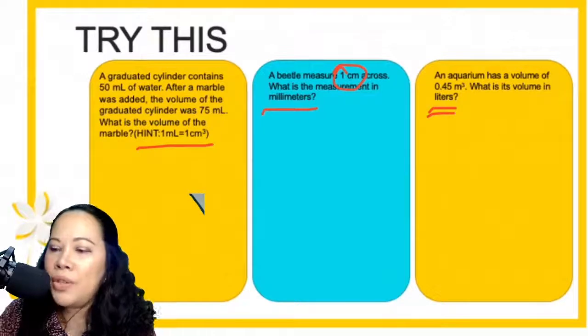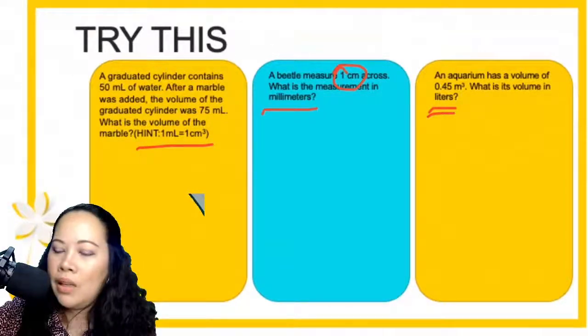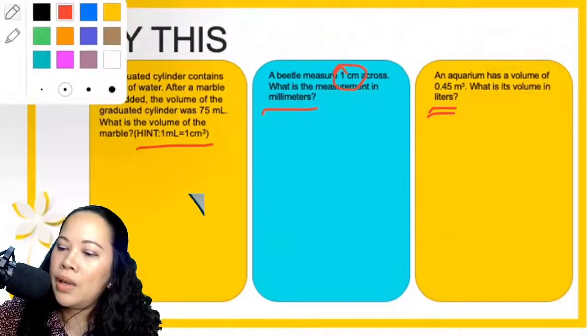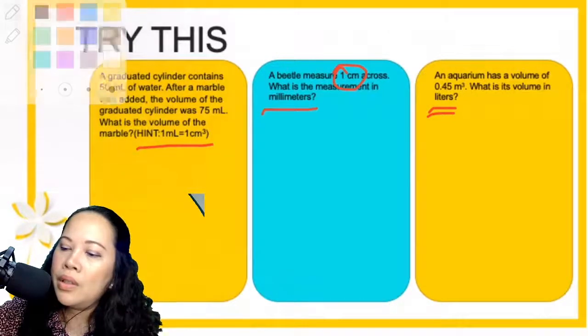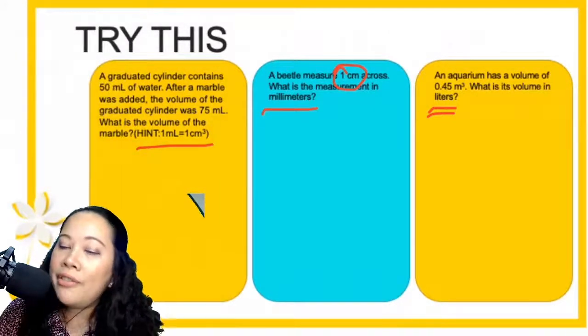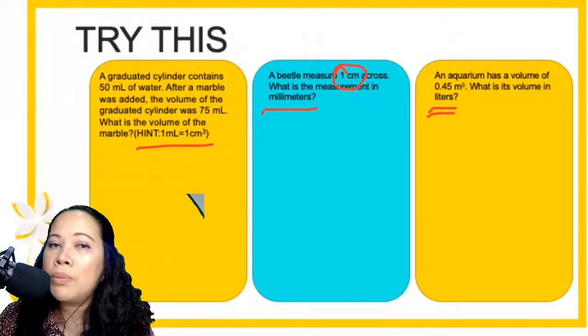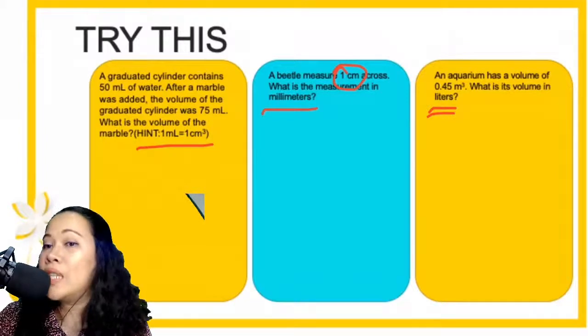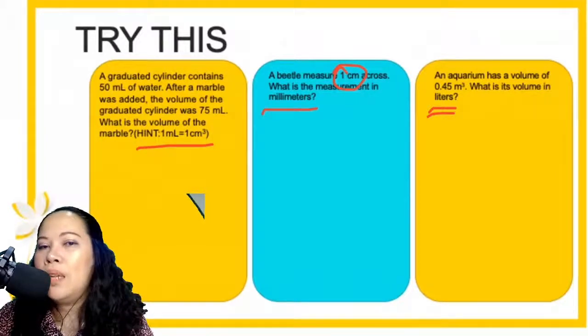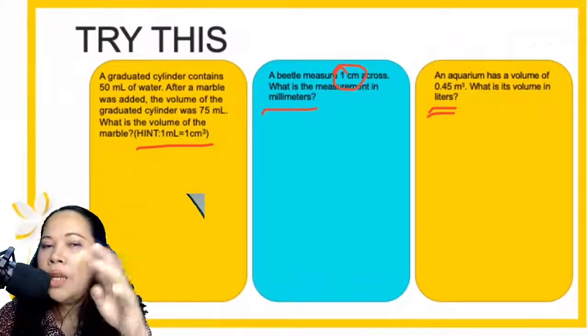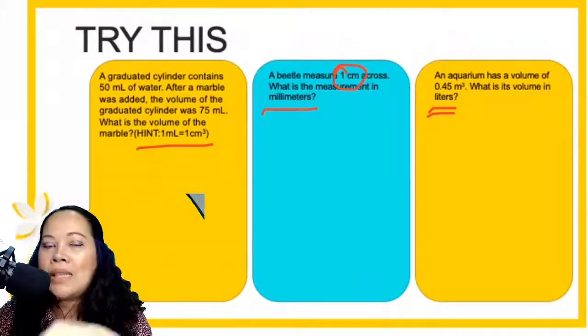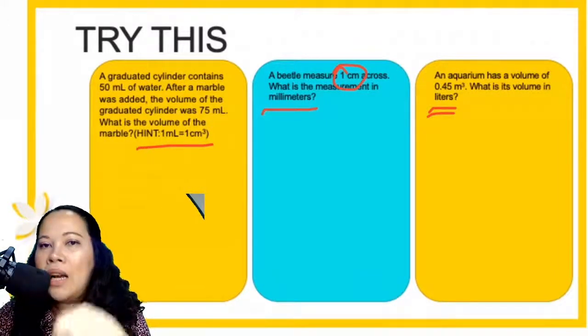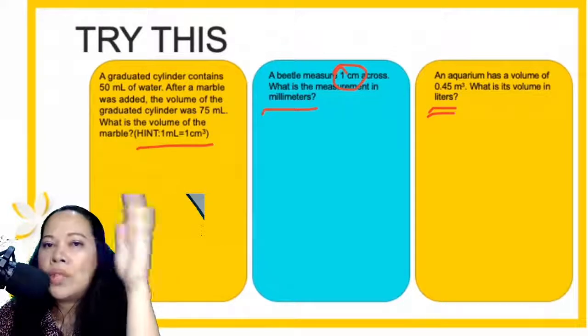Going back to the first question. So after dropping the marble, by the way, this experiment is what we call water displacement. Okay, so it displaced your water. The added mass or the added matter inside displaces the water, so it goes higher.